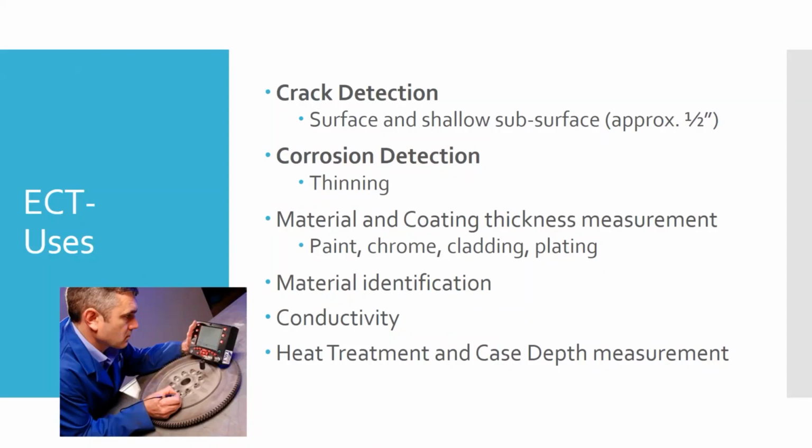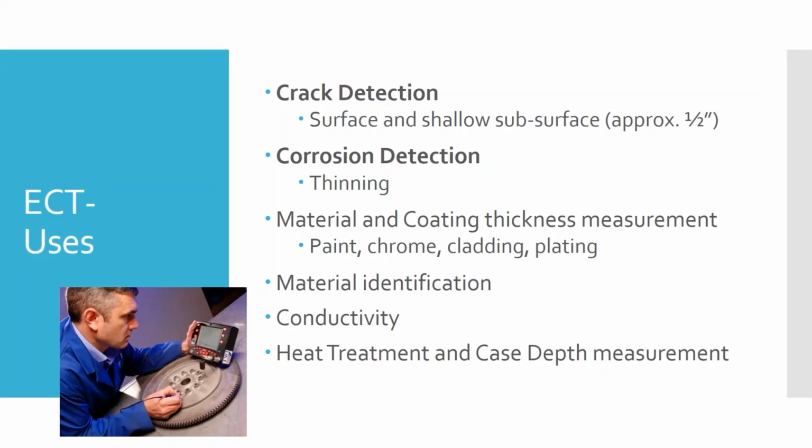Outside of aviation, some of the things that it's used for in manufacturing are material and coating thickness measurements. So you can measure things like paint thickness, chrome plating thickness, cladding, and other platings like that. It can be used for material identification or sorting. So if a facility has mixed materials, or if there's a suspected bad batch or a contaminated batch of metal parts, it can be used for that.